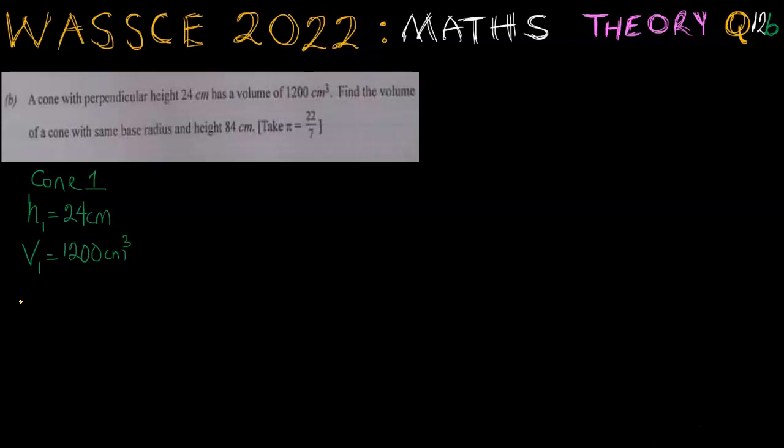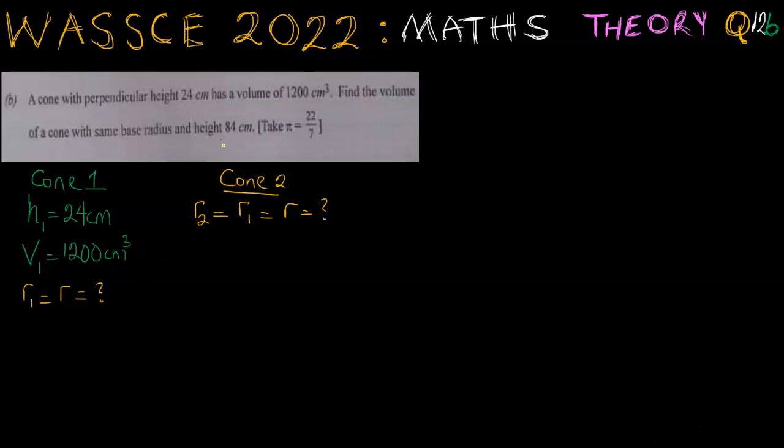We're asked to find the volume of a cone with the same base radius. Of course, cone 1 would have a base radius. I'm going to call that r1. We are not given it, so a question mark. Now, since cone 2 has the same radius as cone 1, r2 is going to be equal to r1. Since they are the same, I can just denote them with r and have a question mark in front of them. Both of them have the same base radius.